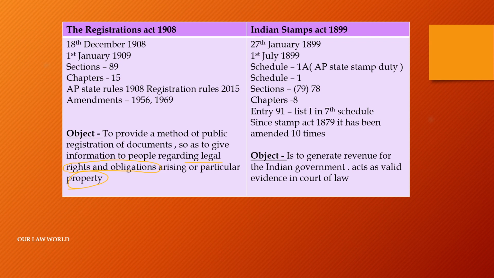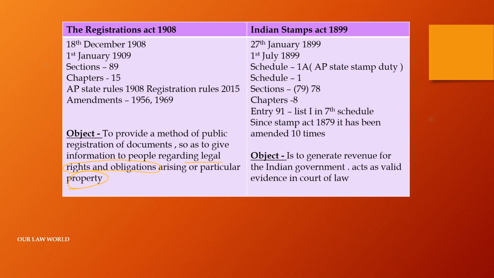So the Registration Act 1908, and the dates are 18th December 1908 and 1st January 1909. This consists of 15 chapters and 89 sections. This act is to give legal rights and obligations to the property and make the document available for public usage.